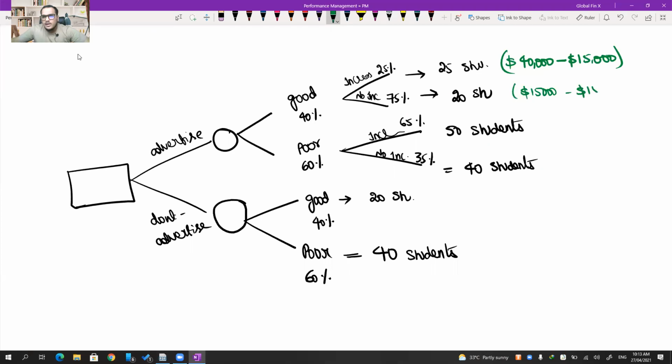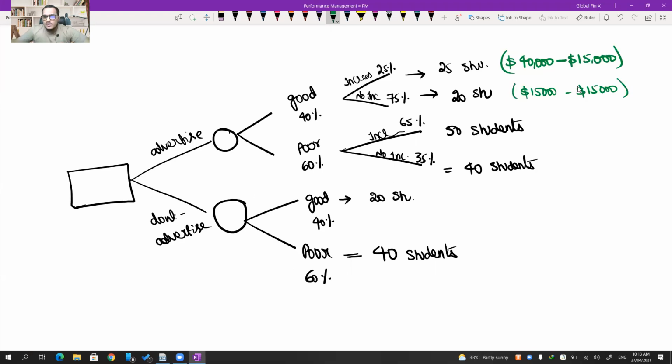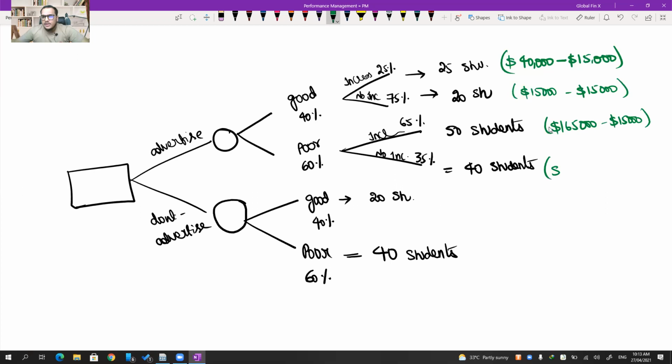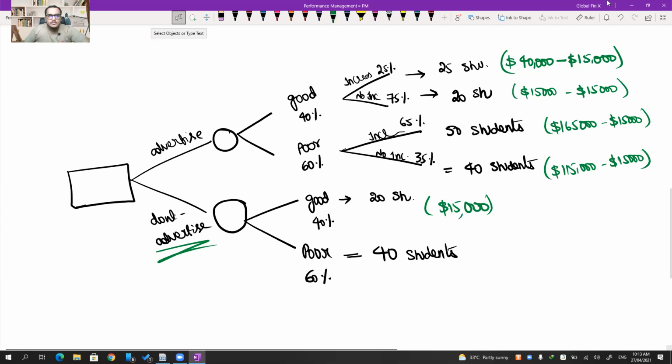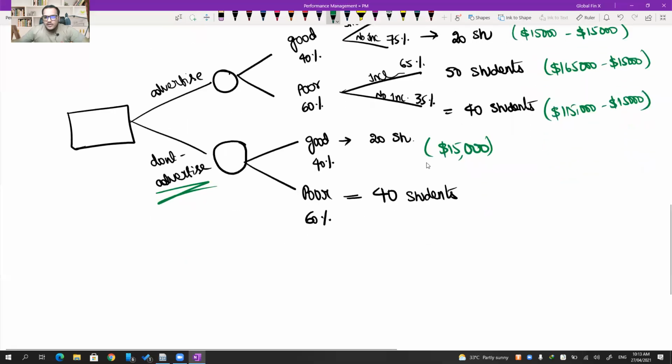15,000 minus 15,000. Then for 50 students, 165,000 minus 15,000. Then for 40 students, 115,000 minus 15,000. For 20 students, 15,000. Don't do minus 15,000 here. This is without advertisement. Use your common sense. Then for 40 students, 115,000.